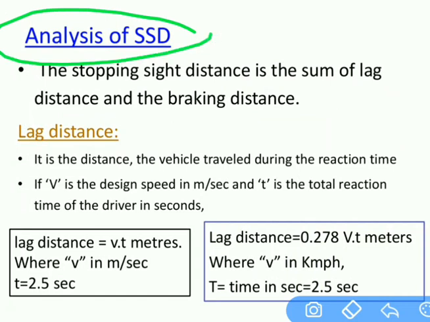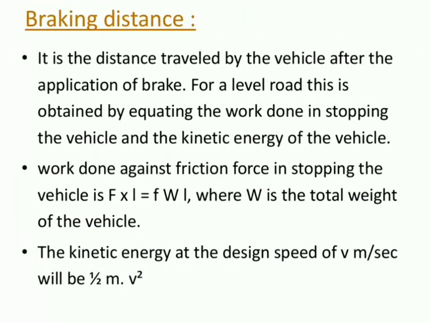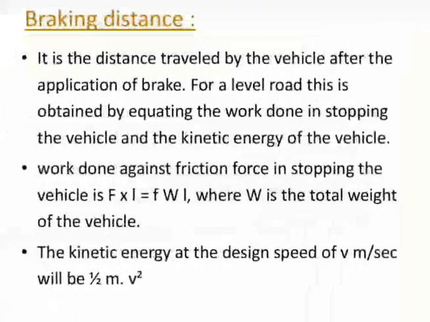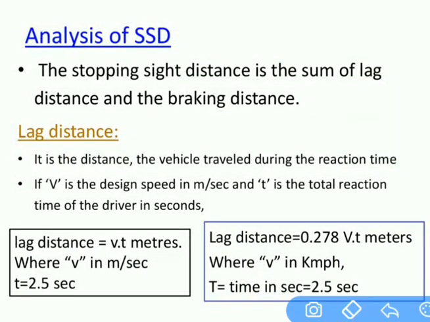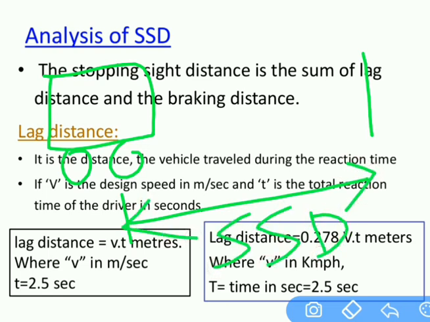Analysis of SSD means, see here how we are determining the SSD. I will try to derive it here. How are we deriving the SSD, what is the total distance for SSD? For example, here we have one vehicle, and here we have one object. The minimum distance required when we observe this object, that is the SSD, the total distance, stopping sight distance.